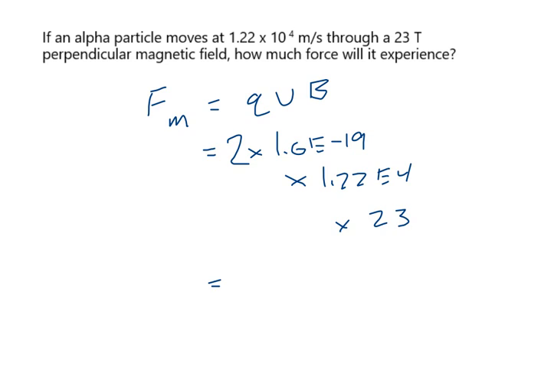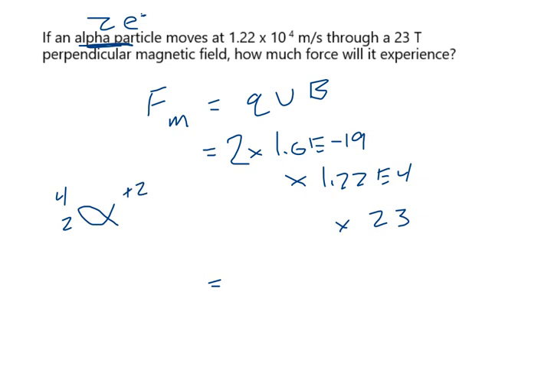Okay, so it was an alpha particle. And so an alpha particle has 2 elementary charges to it. Do you remember what an alpha particle is? The alpha particle is with this symbol here. It's 4 and 2. It's basically a helium nucleus with a +2 charge to it.